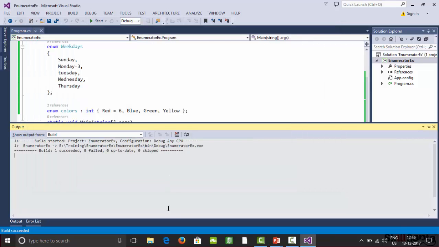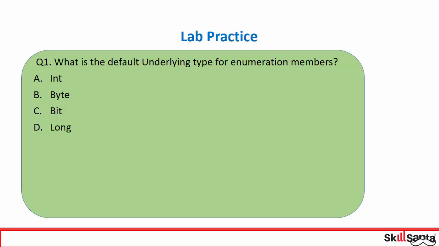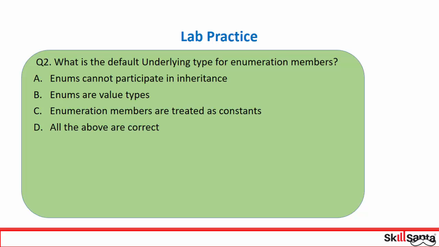Now here is some lab practice which you have to do on your own. What is the default underlying type for enumeration members? You have to find out the answer for this one. We know the answer of this one. What is the default underlying type of enumeration members? Enum cannot participate in inheritance. Enums are value types. Enum members are treated as constants, or all of the above are correct, right? You have to give the answer of this one.